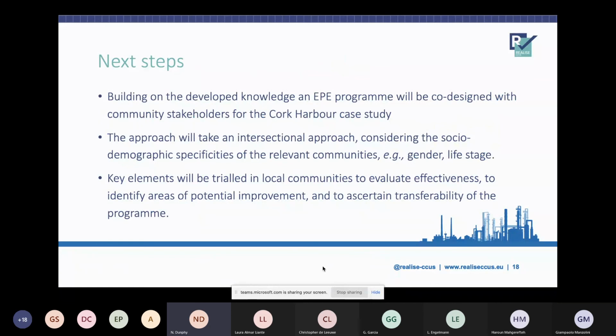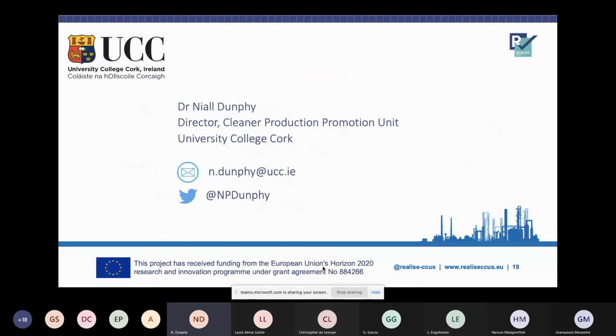And then we're going to trial key elements of this education and public engagement program to evaluate their effectiveness, to identify areas of potential improvement, and to determine what's transferable, what's useful for other approaches. That's the end of my presentation.